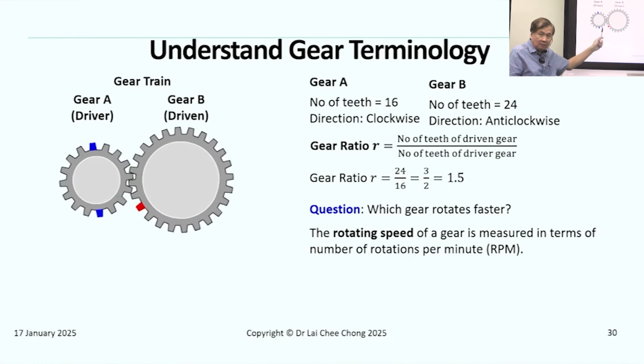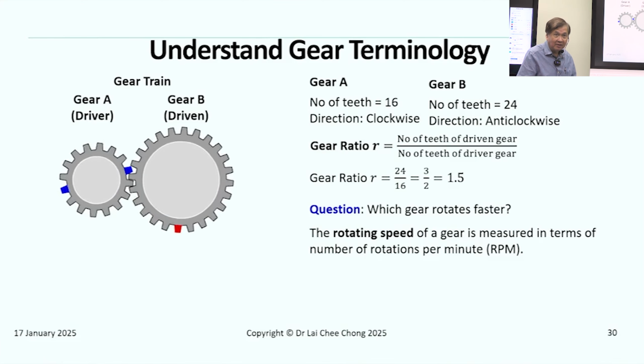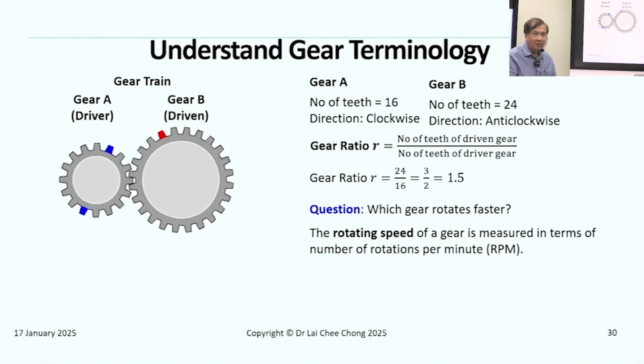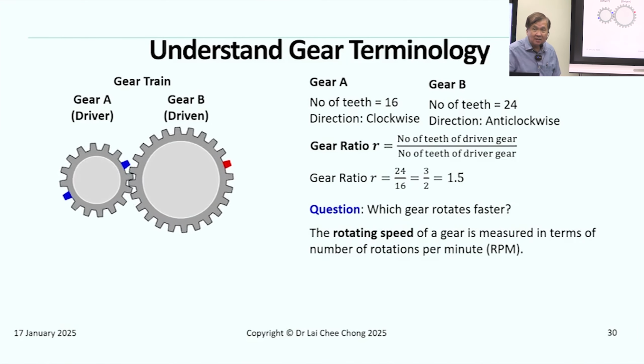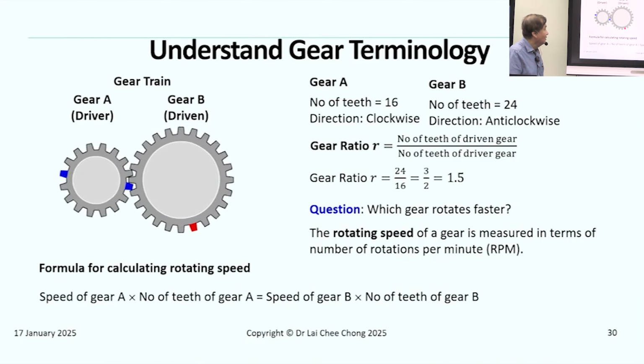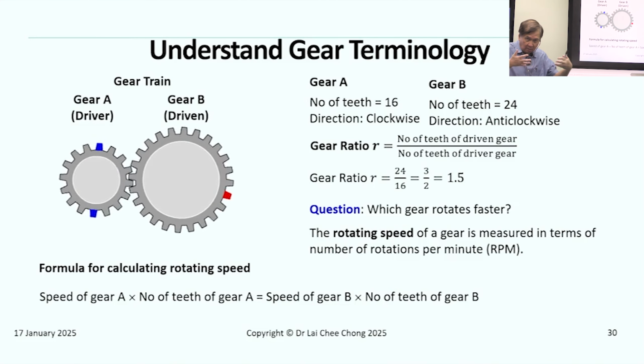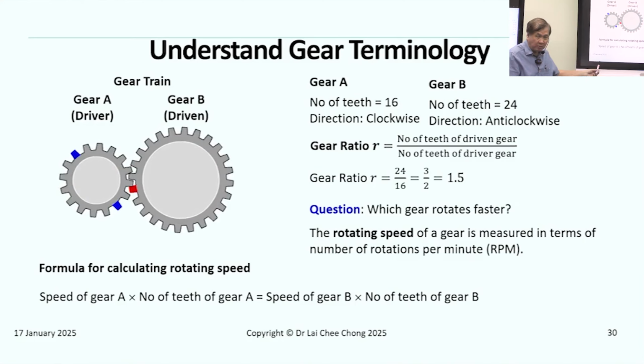Now, which one is faster, by the way, A or B? A is faster, right? Okay, A is faster. How fast? Can we calculate how fast it is, or what's the speed of gear B? That's the kind of thing we want to know. Now, there's a very nice formula for you to calculate the rotating speed of the two gears when they interlock together. It's quite straightforward.